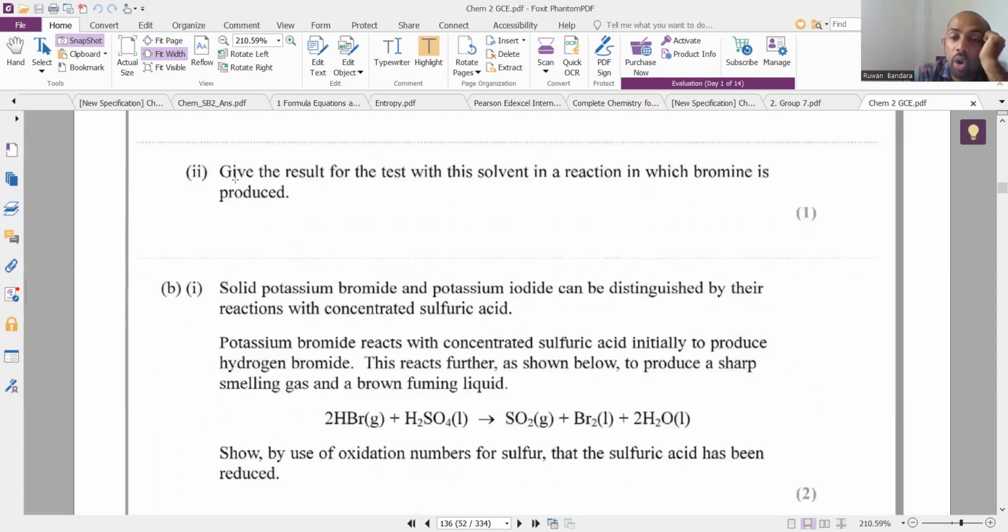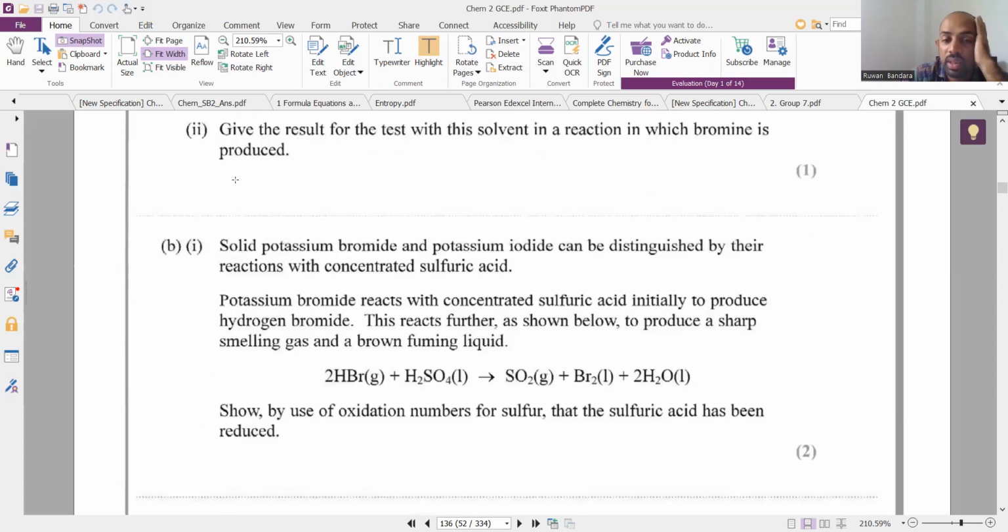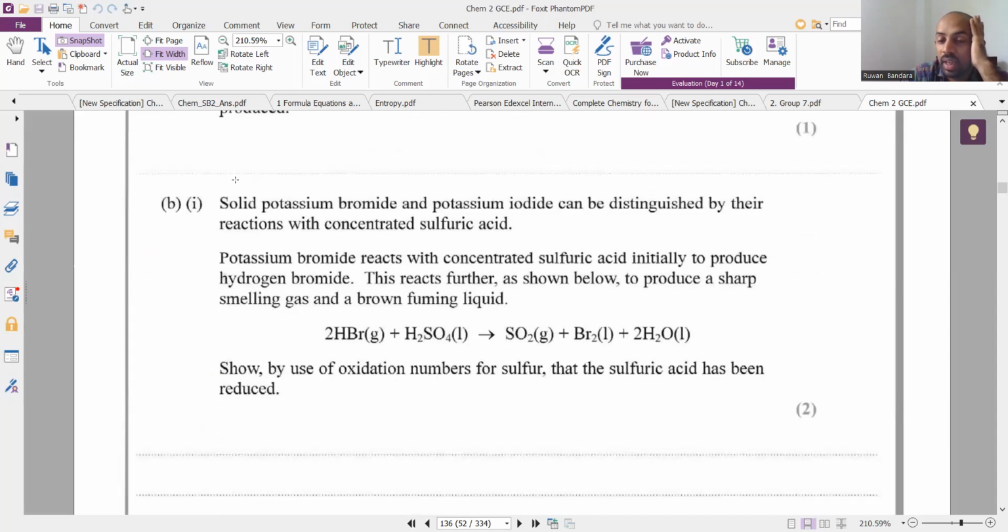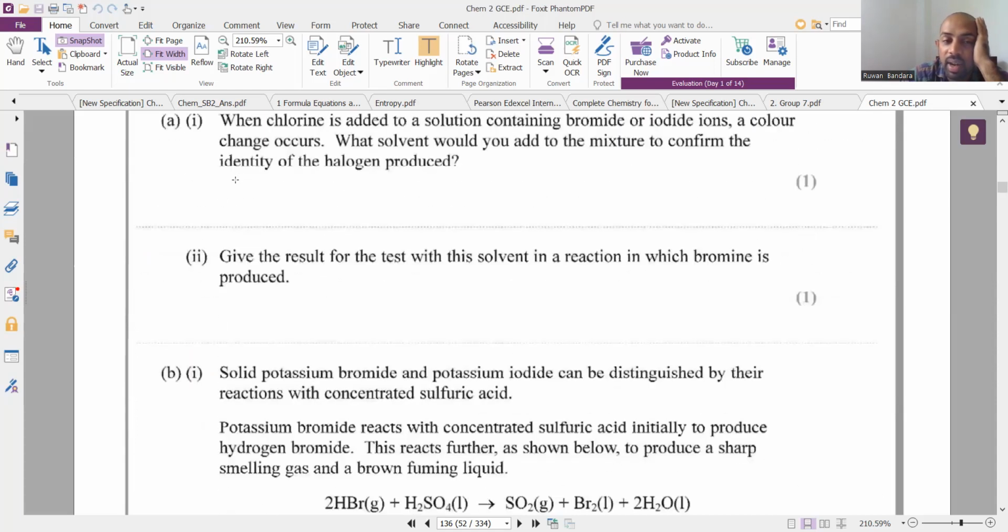So if bromine is produced, the solution turns brown. I can say an alkane, right? Because gaseous alkanes are there, no?